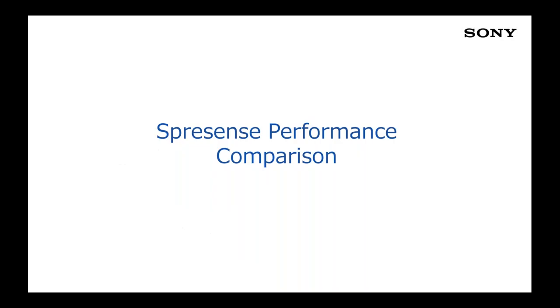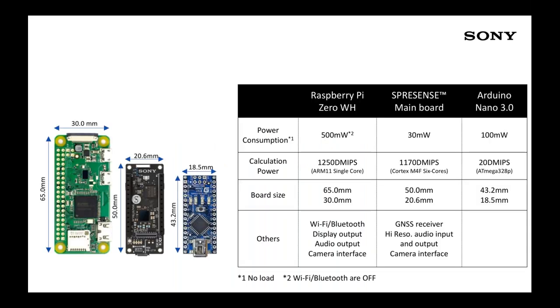So, last thing for the low power, let's do some comparison. Now you have learned deep down inside what is happening at the block level and at the transistor level. Let's move on and see some examples that you may be more familiar with, like Raspberry Pi or Arduino, and see how Spresense compares with those two. Again, this is just to give you information. It doesn't mean we are better or they are better. It depends on your application.